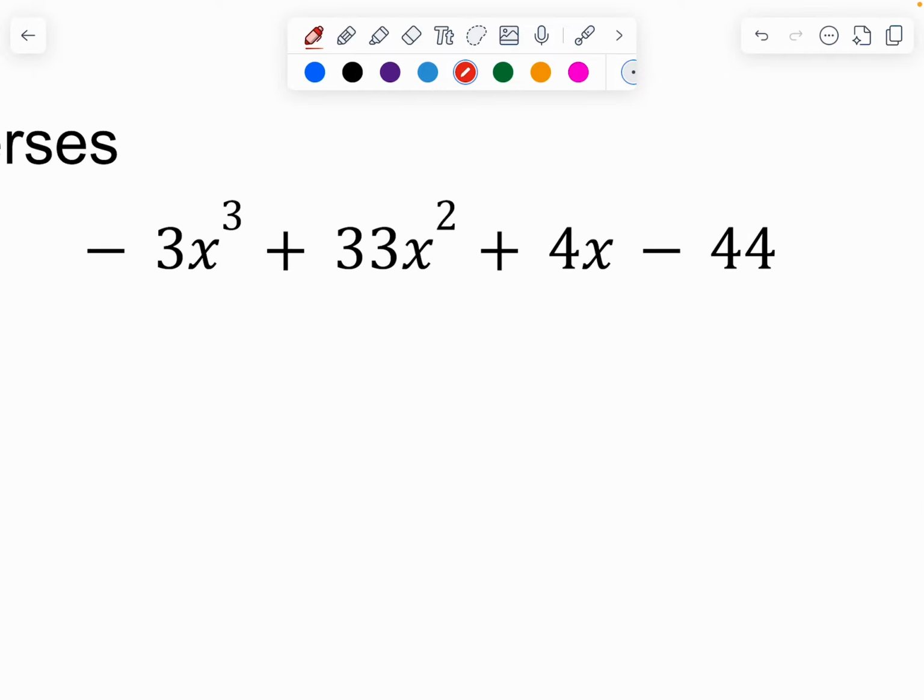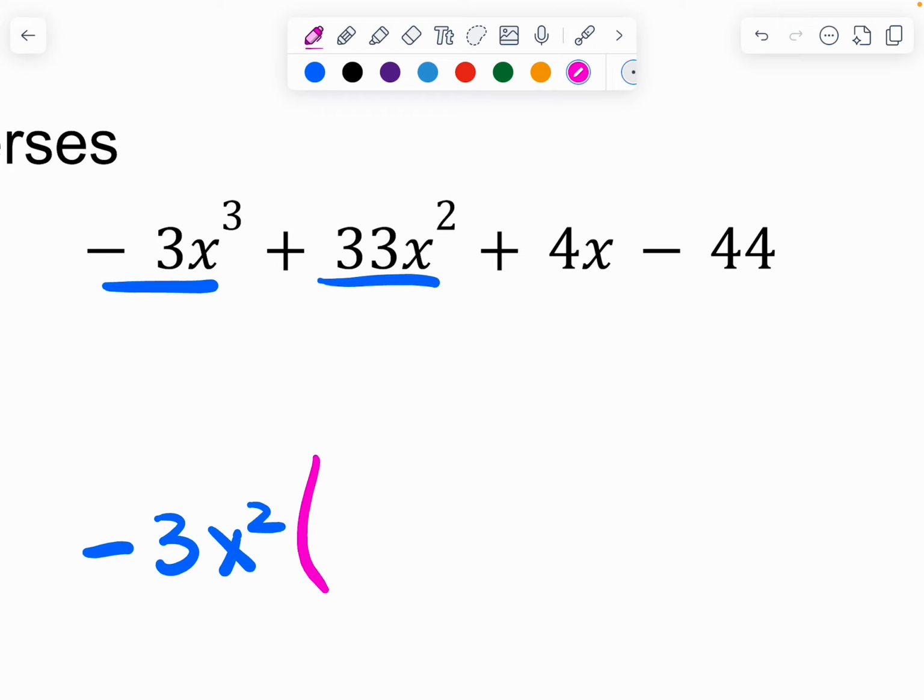So here we go. We're going to look at this. I don't like the leading coefficient to be negative. So a lot of times I take out the negative. So negative 3, and then they have an x squared in common. So I'm going to divide both of these by negative 3x squared. And I'm going to get x. And I'm going to get minus 11.